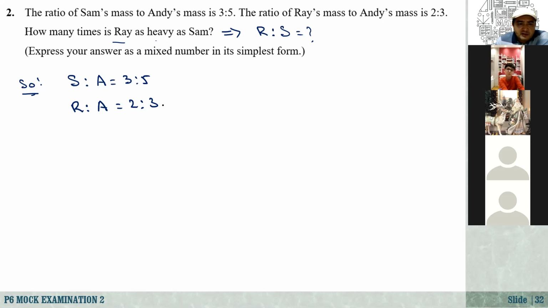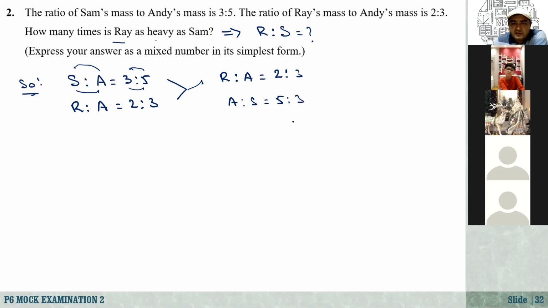For example, here we need to find R to S, right? First, R to A is equal to 2 to 3. Now, if I interchange these two letters, I will also interchange these two numbers. So from here, A to S is equal to 5 to 3. Now if you look at this A, it is 3 and 5. How can you make these numbers the same? After that, I can combine these ratios.